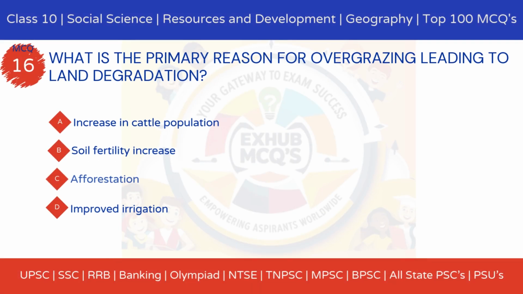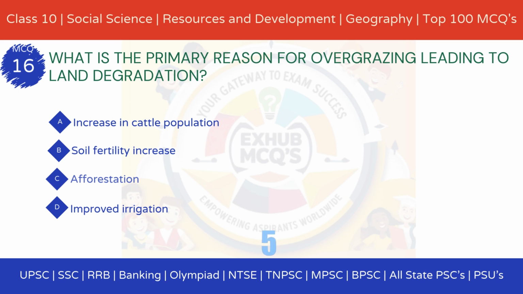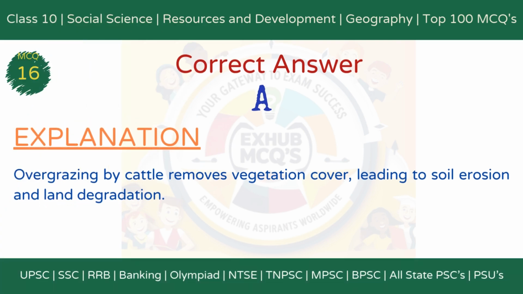MCQ 16. What is the primary reason for overgrazing leading to land degradation? Option A, increase in cattle population. Option B, soil fertility increase. Option C, afforestation. Option D, improved irrigation. The correct answer is option A, increase in cattle population. Explanation. Overgrazing by cattle removes vegetation cover, leading to soil erosion and land degradation.